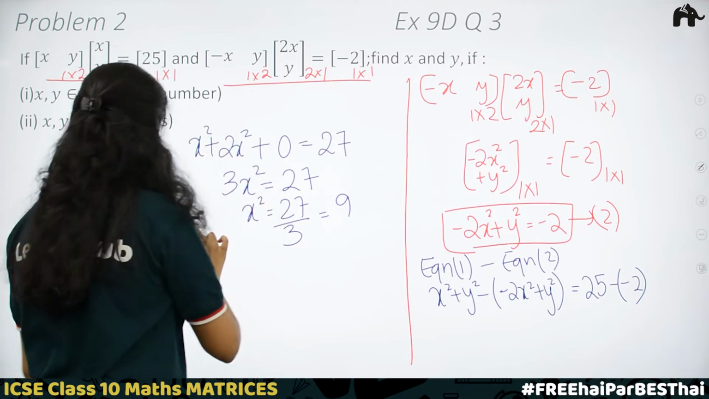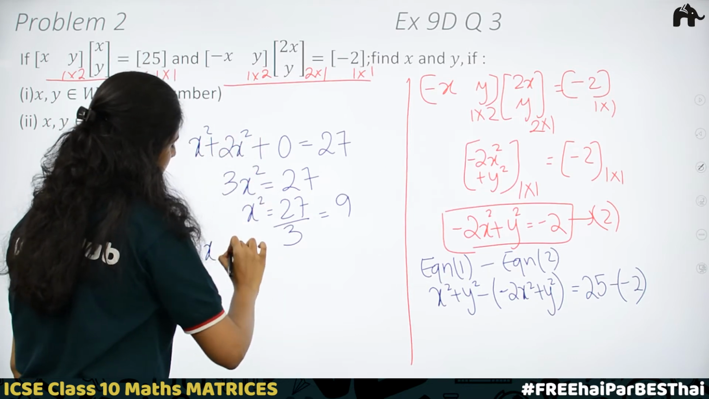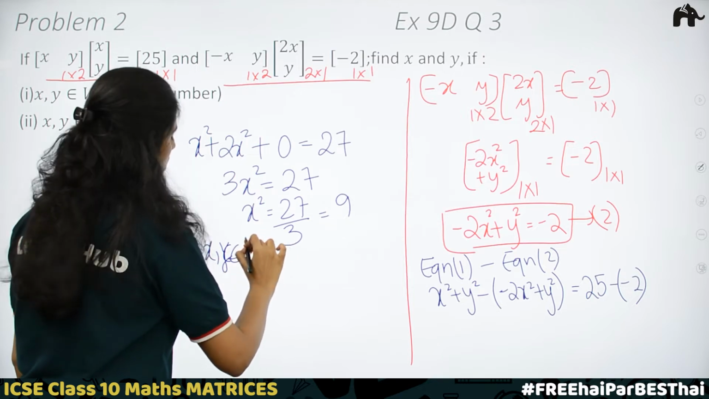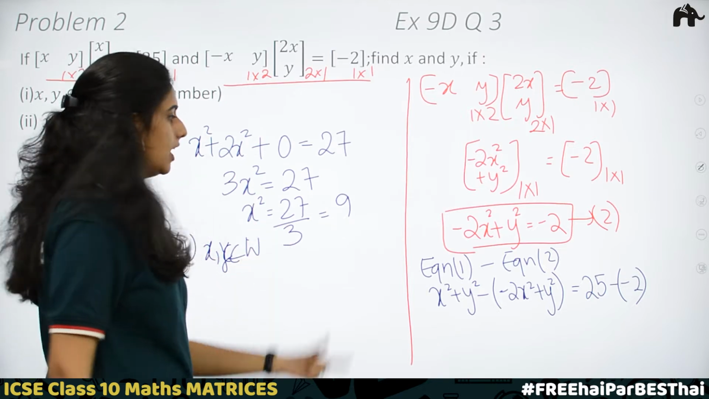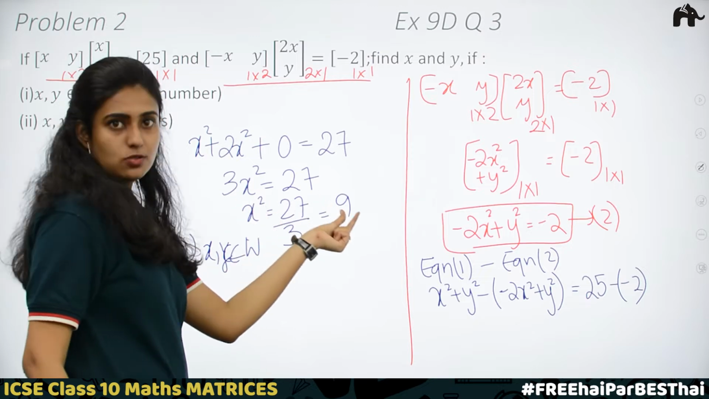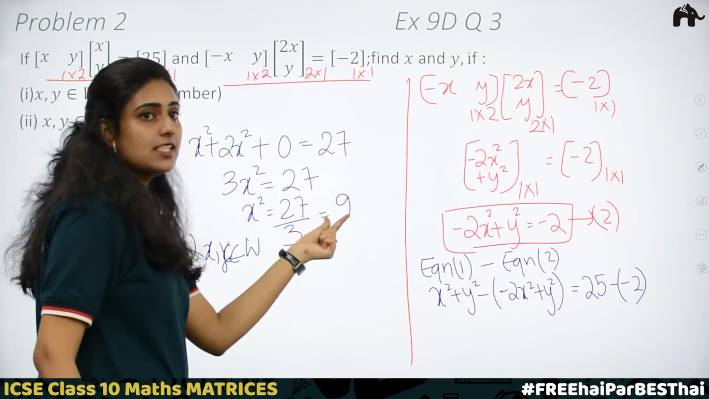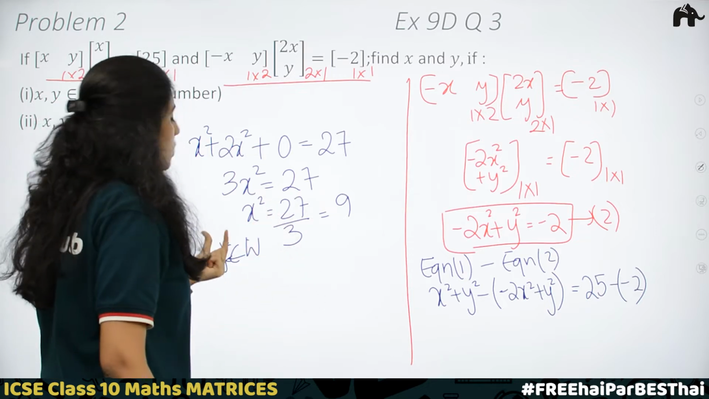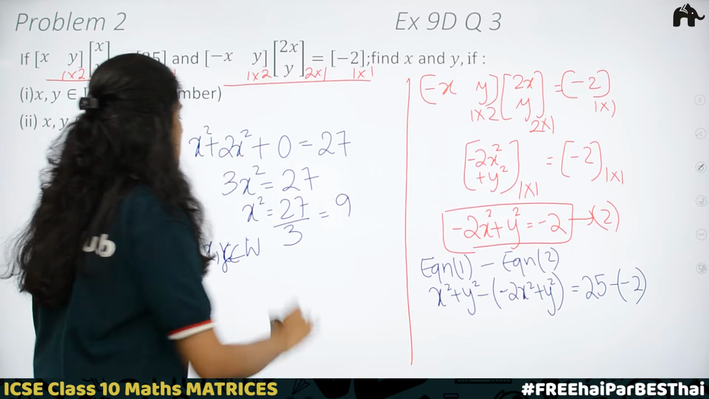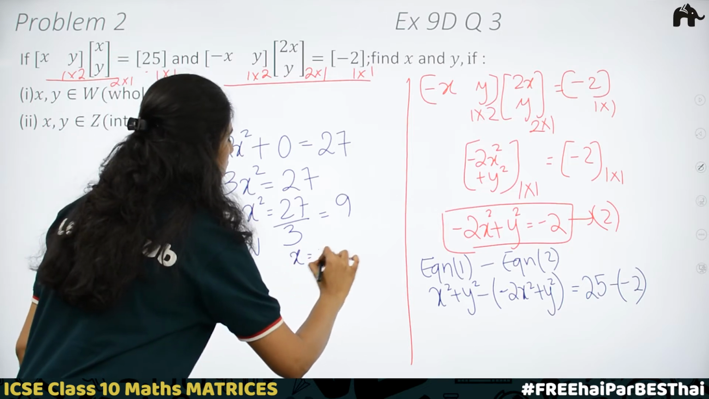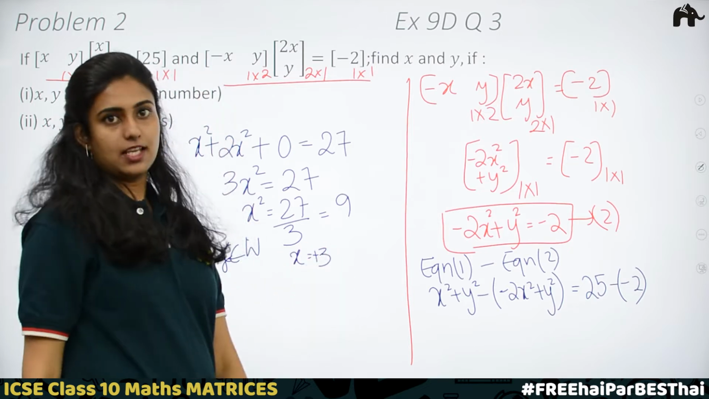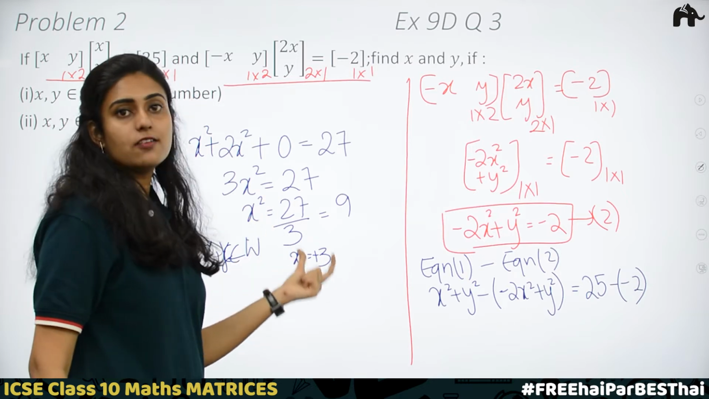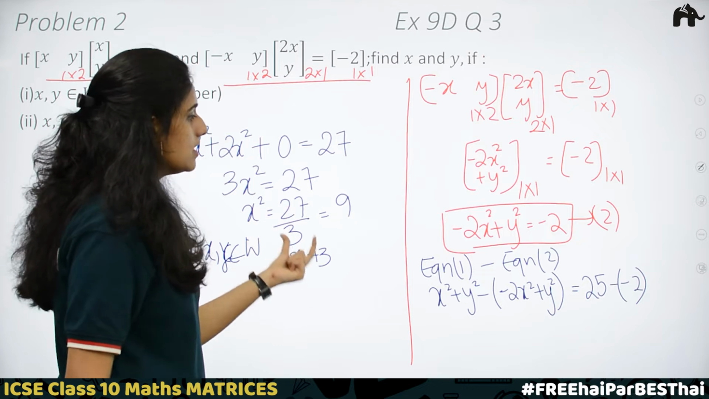Now check the first question. In the first question, it is given that x and y belong to whole numbers. Okay. Here, when x square is equal to 9, we will be getting x is equal to either plus 3 or minus 3. But we need whole numbers in the first question, which means the value of x will be equal to only positive 3. x is equal to 3. When x is equal to 3, we need to find the value of y. What is y?